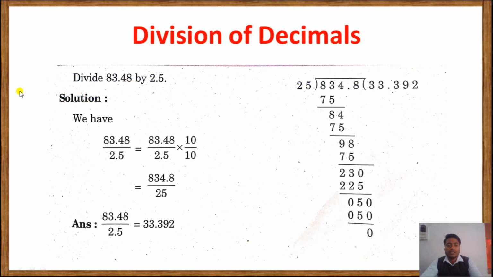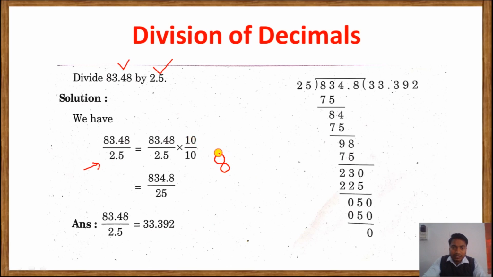Now let me show you the example. Here we have 83.48 and we have to divide it by 2.5. Here you can see both the numbers are decimal numbers. Now we can write this like this: 83.48 by 2.5. Now we have to see the divisor. Right side of the decimal we have one number, in the 10th place. So we have to multiply numerator and denominator by 10.